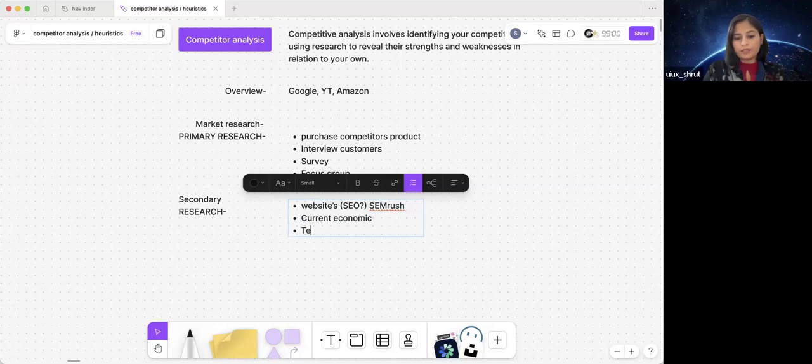Then the next point is technological development.